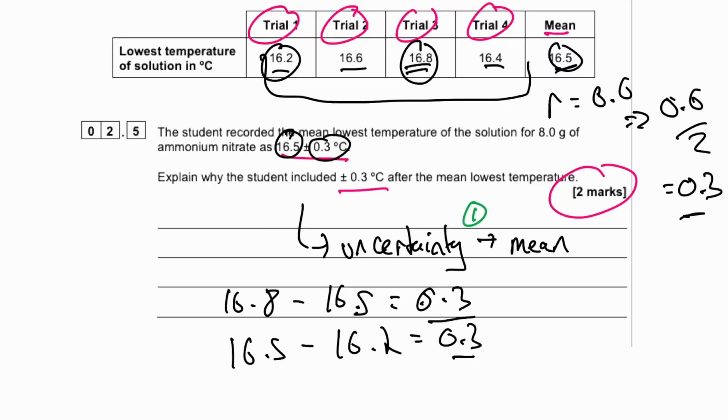The second point then, in terms of working out that the 0.3 is just the range from 16.5: plus 0.3 gives you the top value, and minus 0.3 gives you the bottom value, okay? If you give either of these calculations, you'd get the second mark.